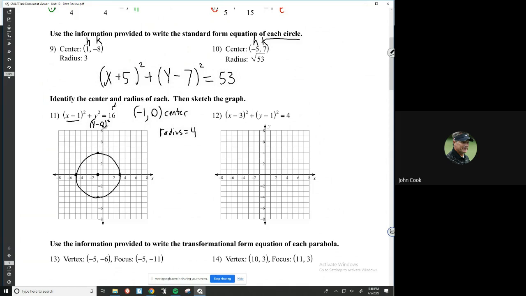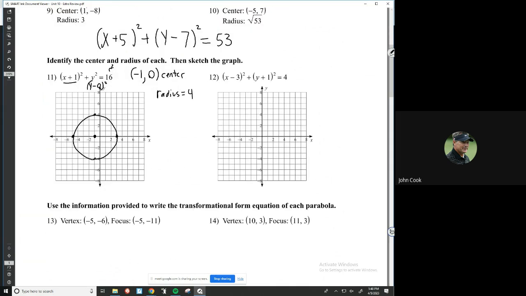There we go. That's a circle. It might not look perfect, but you know what? Beauty is in the eye of the beholder, guys. Okay? That looks like a beautiful circle to me.